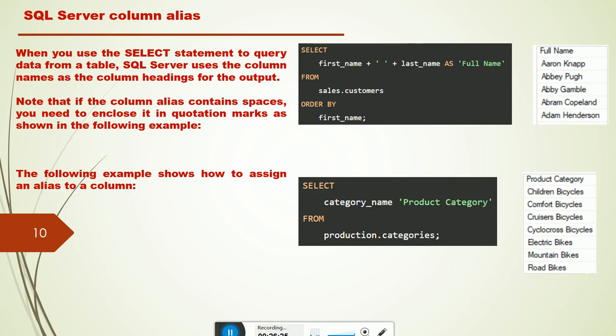The following example shows how to assign an alias to a column. See here, the same: select the field category_name and the alias name in quotation marks, product category, from production.categories. So see here the heading product category and then the list of the corresponding items will show. I hope it is clear to everyone.